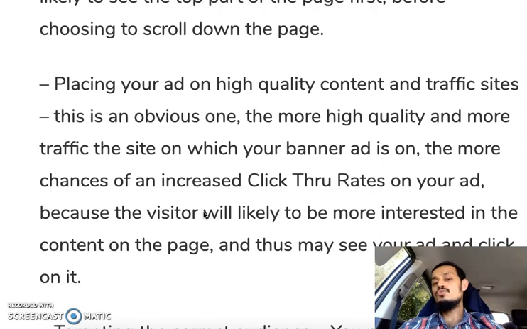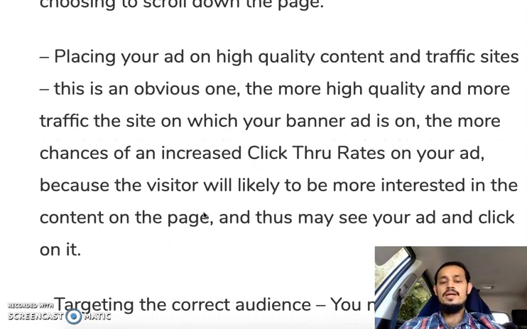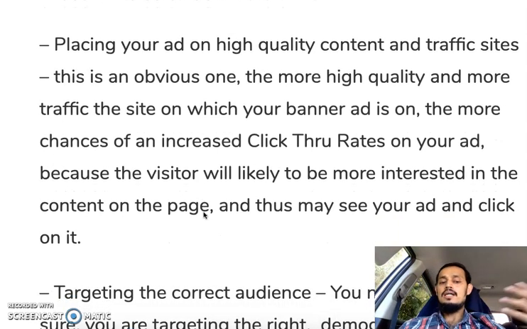This is an obvious one again. The higher quality the site and the more traffic it has on which your ad banner is placed, the more chance of an increased click-through rate on your ad, because the visitor will be more interested in the content on the page and thus may see your ad and click on it.